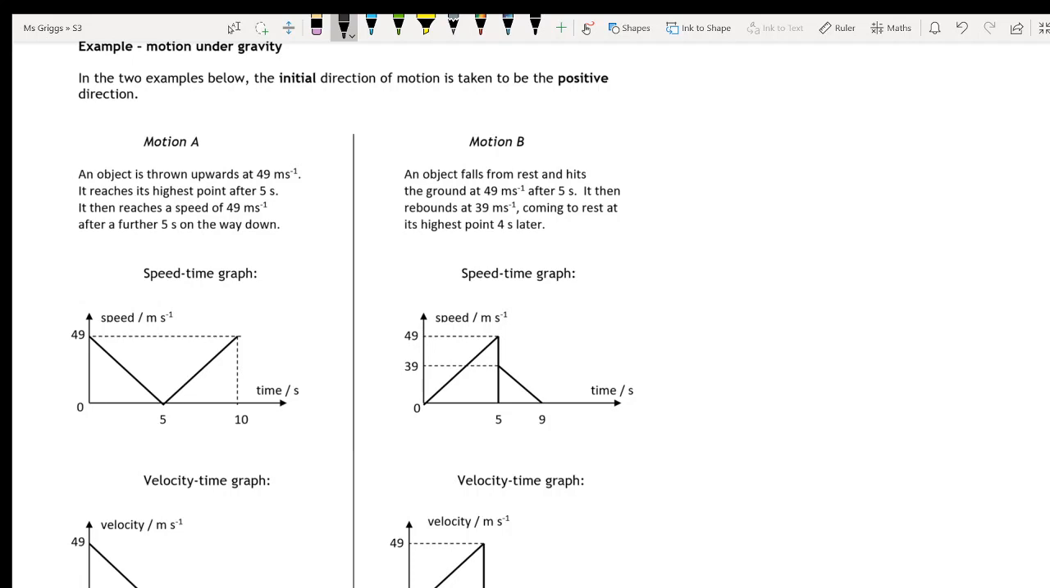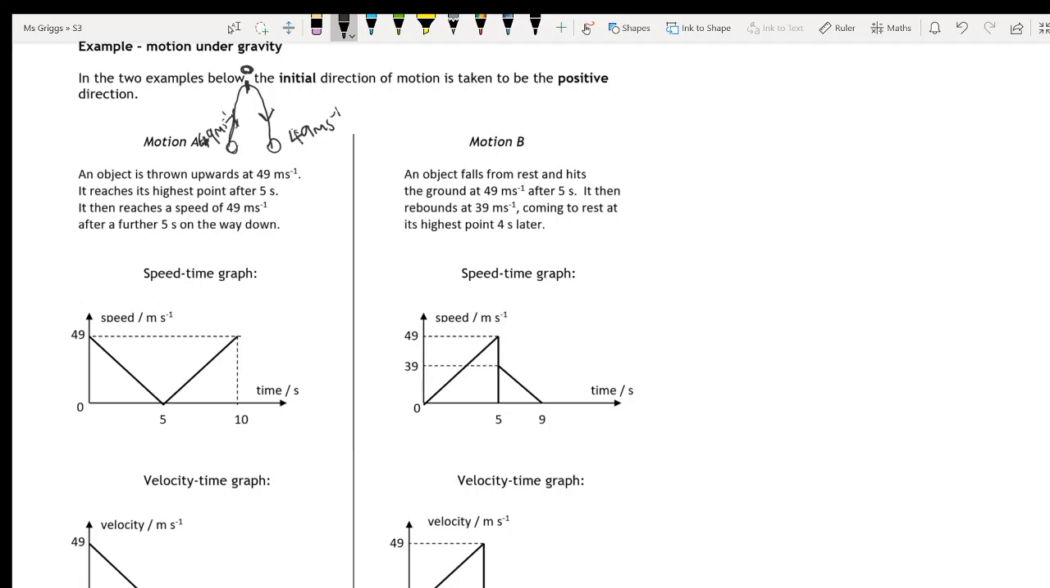So what's happening? So I'm going to say it's a ball. It's being thrown up in the air, and then it comes back down again. Okay, so up and down. It's being thrown up at 49 meters per second, and it comes back down at 49 meters per second. At the very top, if you think about throwing a ball up in the air, it starts off fast, it slows down as it gets higher and higher, and then at its very highest point, the speed is 0. Then it starts increasing in speed as it comes back down again, because it's being acted on by gravity.